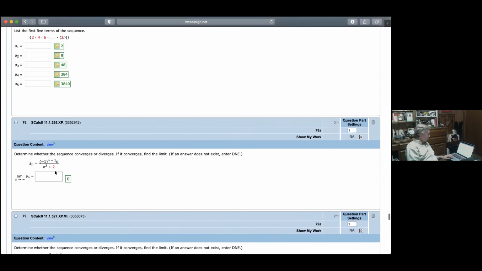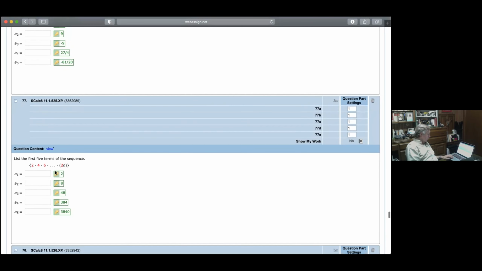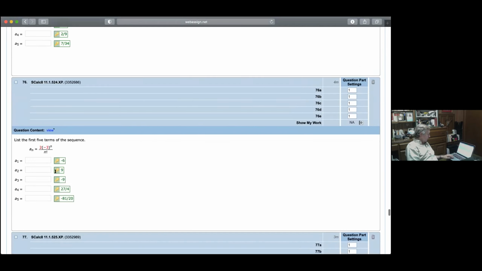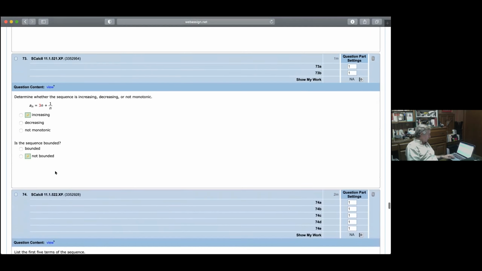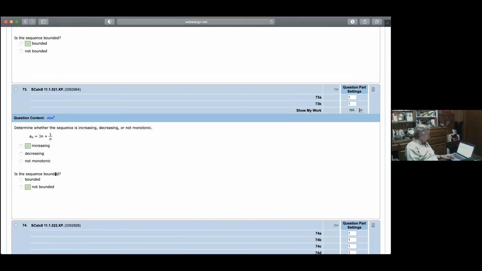So we have a few like that. Again, find the first 5 terms, find the first 5 terms. These are easy. Just stick the numbers in. All right, here's an example of increasing, decreasing, or not monotonic.